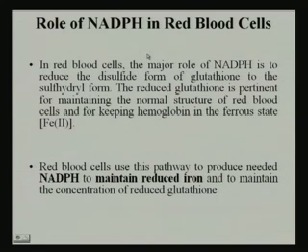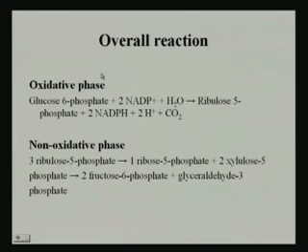Now, let us see the role of NADPH in red blood cells. In red blood cells, the major role of NADPH is to reduce the disulfide form of glutathione to the sulfhydryl form. The reduced glutathione is pertinent for maintaining the normal structure of the red blood cell and for keeping hemoglobin in the ferrous state. Red blood cells use this pathway to produce the needed NADPH to maintain the reduced iron and the concentration of reduced glutathione. And this is the major role of NADPH in blood.